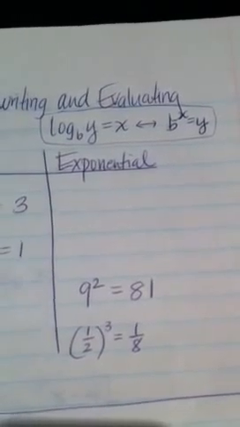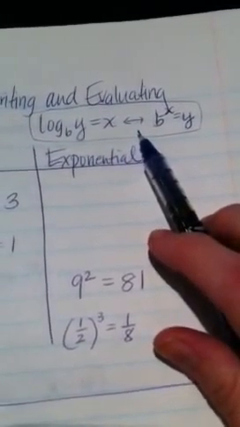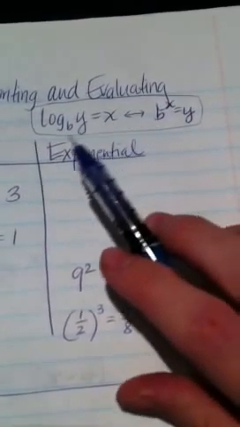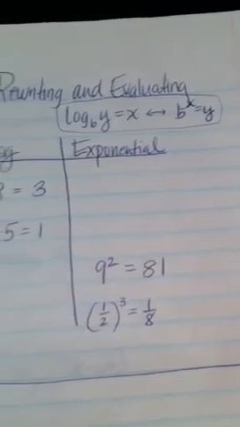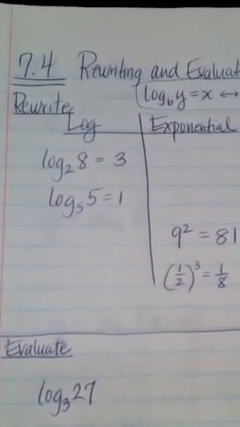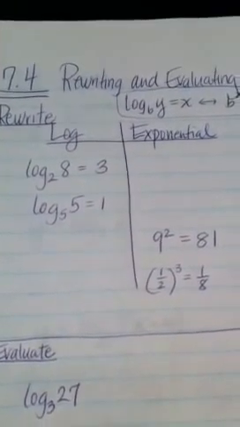That's the log base b of y equals x, and that little symbol there is like the if and only if, the IFF, and it just means you can go either direction. So that's b to the x equals y, and here we go. So this first part, it will say rewrite in log form or logarithmic or exponential.